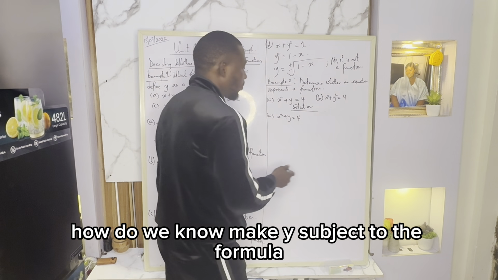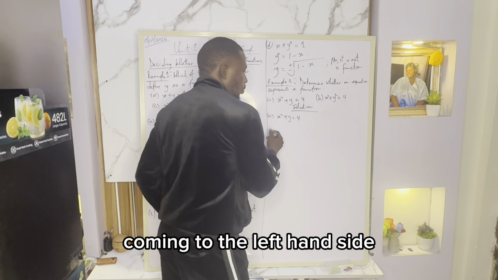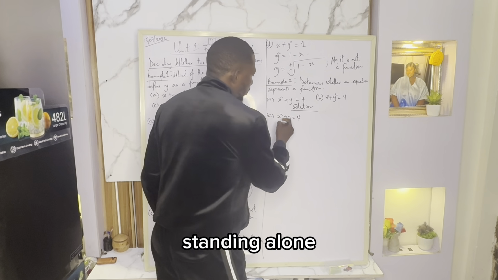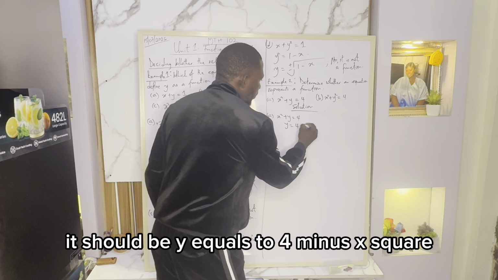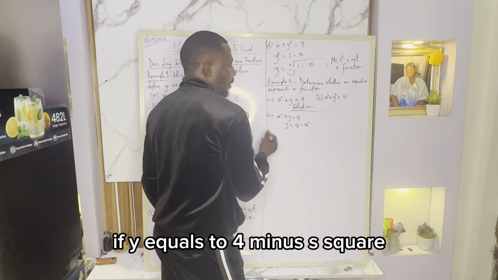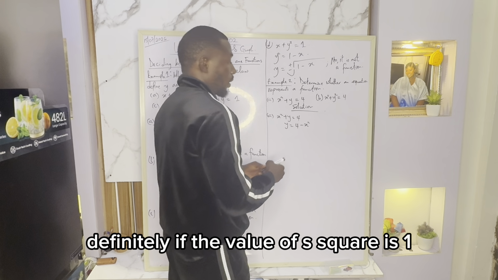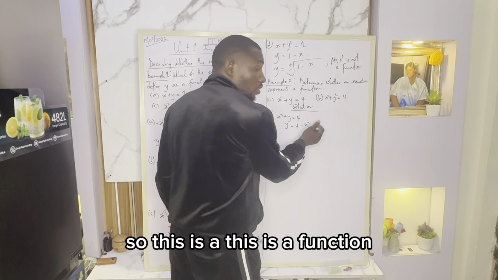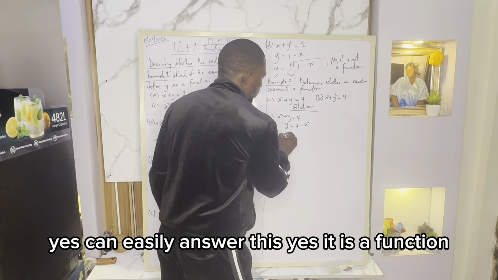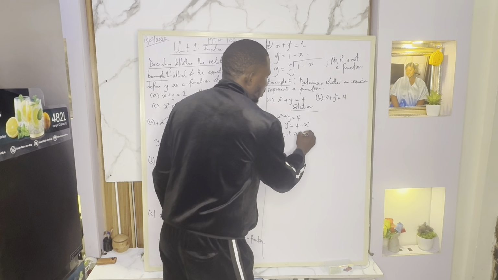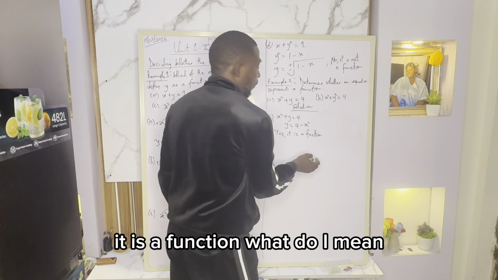Make y solve the formula. That is the dependent variable coming to the left hand side, standing alone. It should be y equals 4 minus x squared. If y equals 4 minus x squared, definitely if the value of x squared is 1, so this is a function. Yes. I easily answer this. Yes, it is a function. What do I mean?